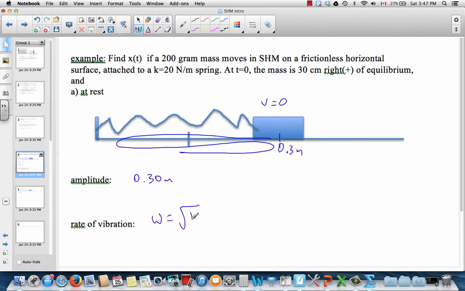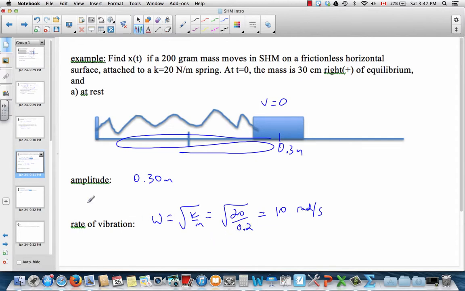Now the rate of vibration omega is root of k over m. K is given as 20. The mass is given as 200 grams or 0.2 kilograms. So we have 10 radians per second, root of 100, for the rate of vibration.